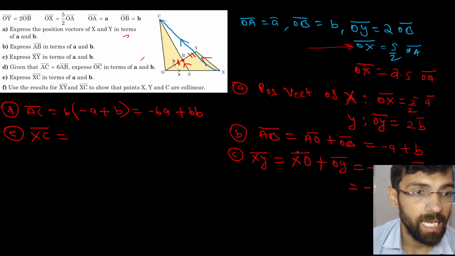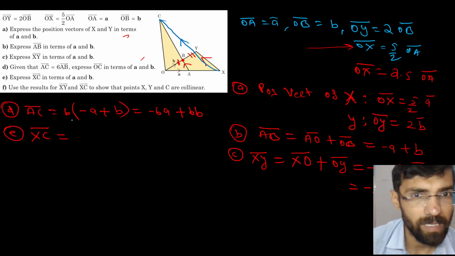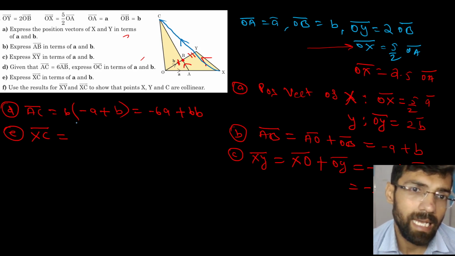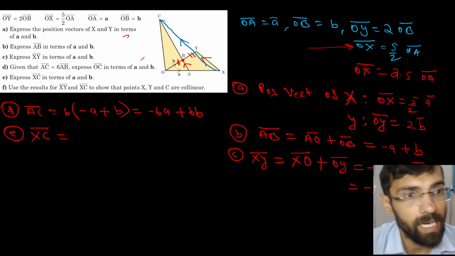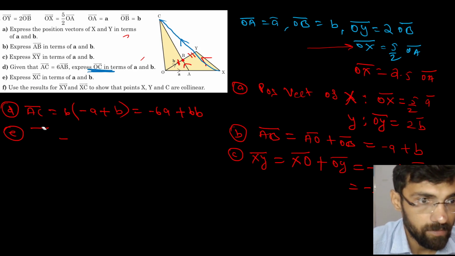XC vector equals 6 times EB vector, no? But in E we are to express XC in terms of A and B. So XC definitely I can write as XO, which I have, and OC. Do we have OC? In part D it is given that AC is 6 times this. Express OC. I think we missed part D, where we have to find OC. So let us first complete that.